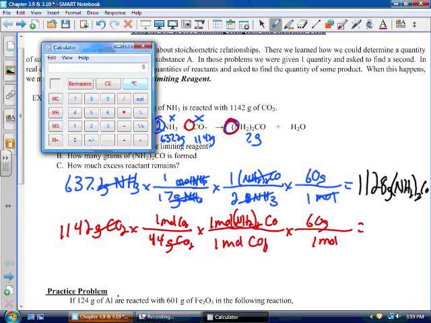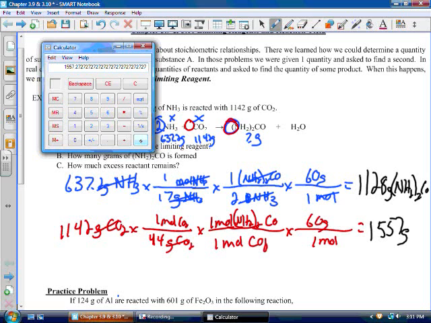Now, let's try the other problem. Let's start over again. 1,142 divided by 44 times 60. And again, it doesn't matter which order you did it. If you did 60 divided by 44, it's the same thing. Gives us an answer of 1,557 grams of that substance.